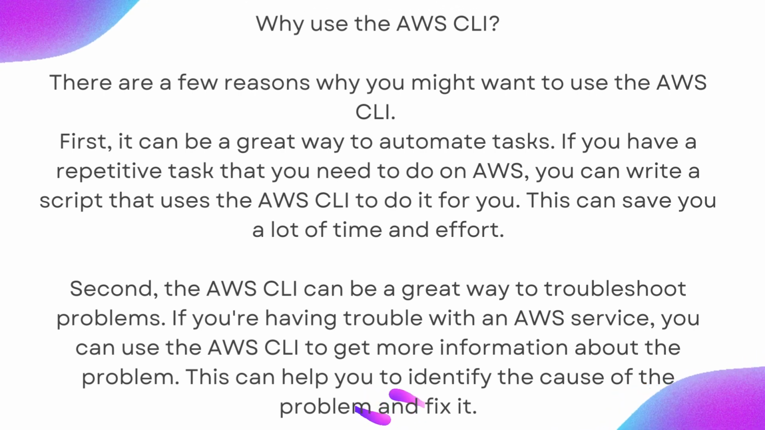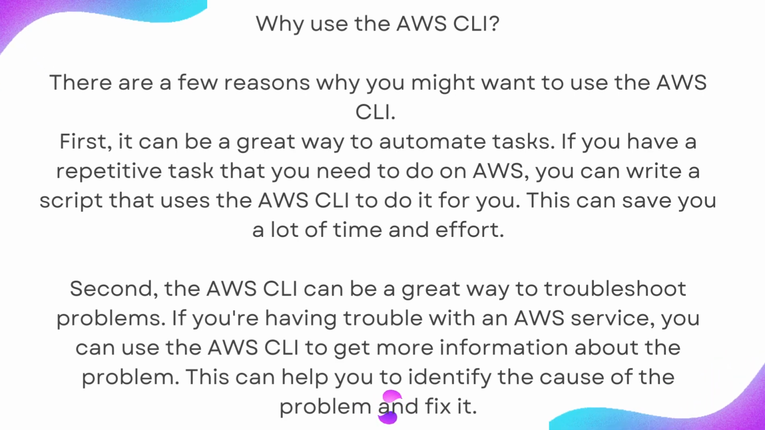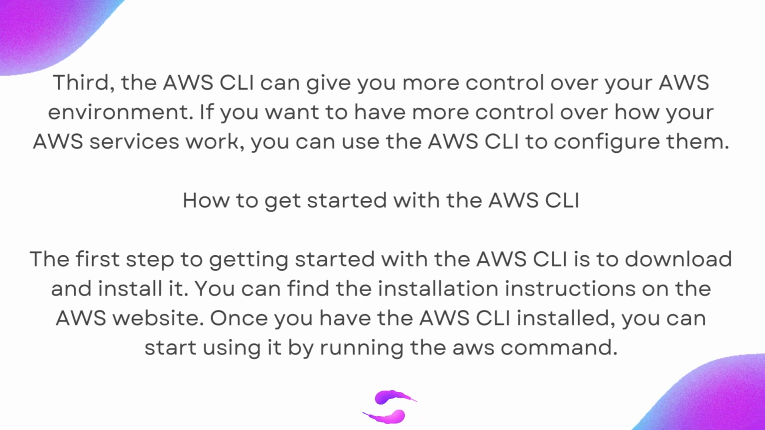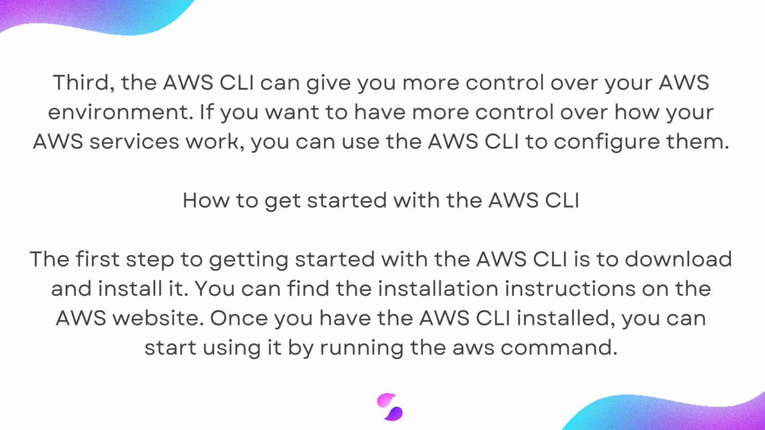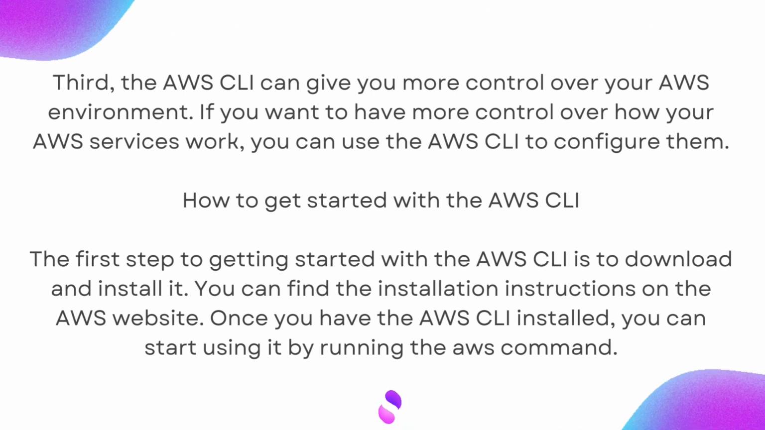Second, the AWS CLI can be a great way to troubleshoot problems. If you're having trouble with an AWS service, you can use the AWS CLI to get more information about the problem. This can help you to identify the cause of the problem and fix it. Third, the AWS CLI can give you more control over your AWS environment. If you want to have more control over how your AWS services work, you can use the AWS CLI to configure them.